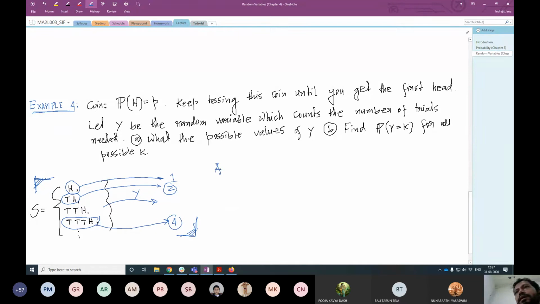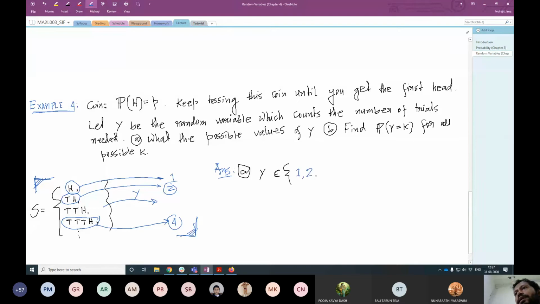Now to answer this question, the first part is the possible values of Y. As I have already explained in the picture on the left side, the possible values that Y can take, which is the number of trials needed to get the first head. The lowest number of trials needed to get a head is at least 1, right? You need to toss the coin at least once, otherwise, how do you get it? And then it can keep going up.